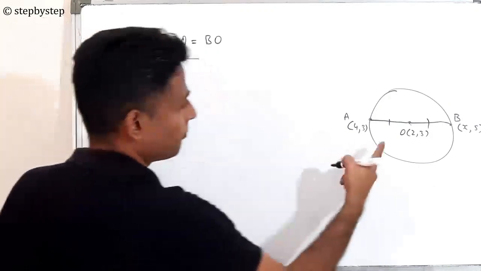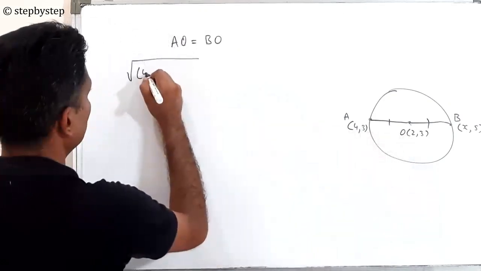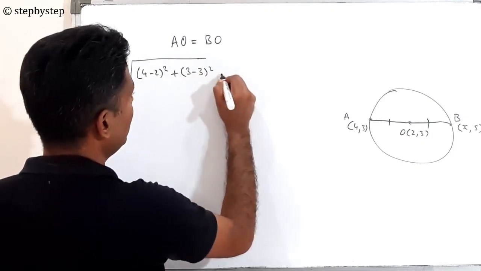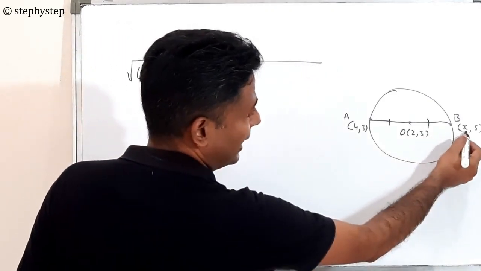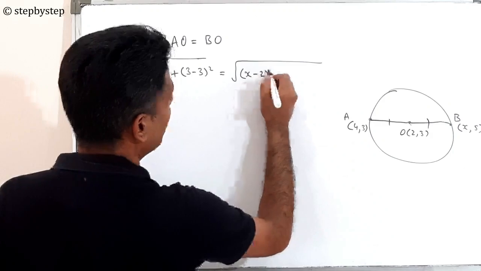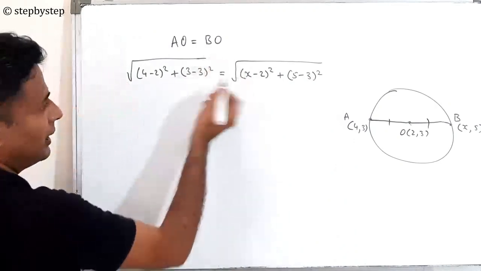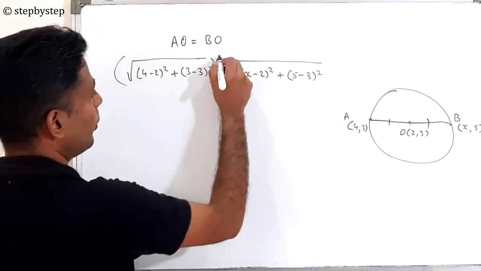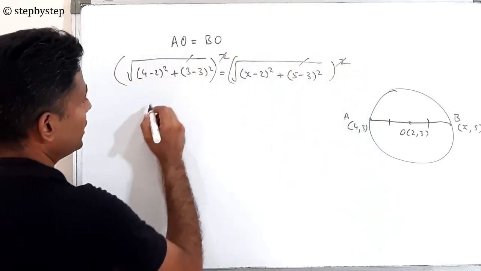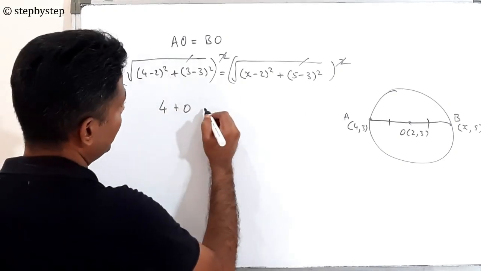Applying the distance formula, for AO I'll take this as x2, y2: (4 minus 2) whole square plus y2, that is 3, minus y1, that is 3, whole square will be equal to, again I'll take this as x2, y2. So x2 is x, x minus 2 whole square plus y2, that is 5, minus y1, that is 3, whole square. Again there is a square root on both sides, so I'll square on both sides. So the square root cancels. 4 minus 2, 2 square is 4, plus 3 minus 3 is 0, so 0 square is 0.